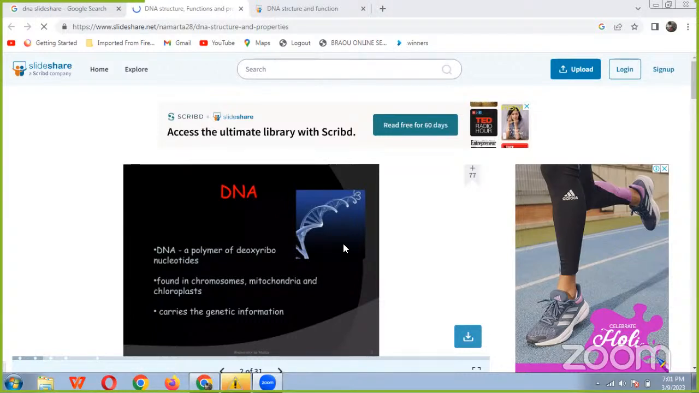A gene may be defined as a segment of DNA molecule. It is the basic unit of heredity. DNA is a polymer of deoxyribonucleotides. RNA is made of ribose nucleotides, while DNA is made of deoxyribose nucleotides.